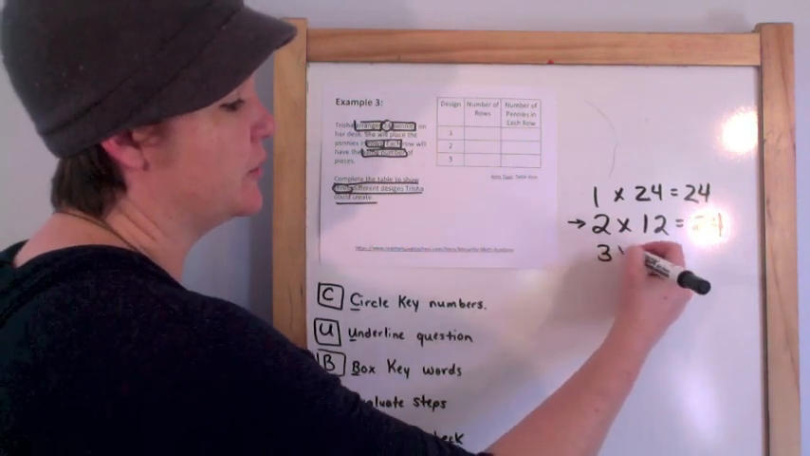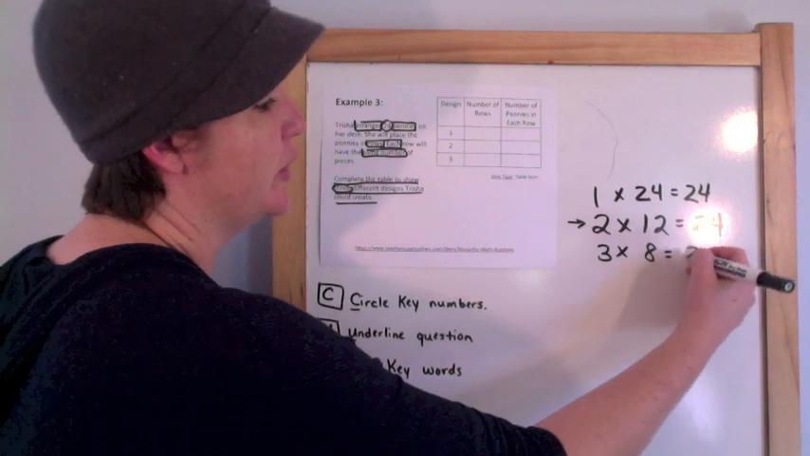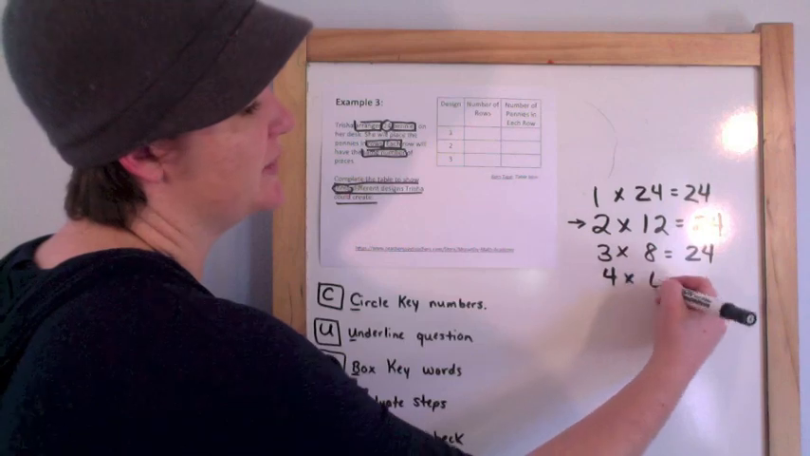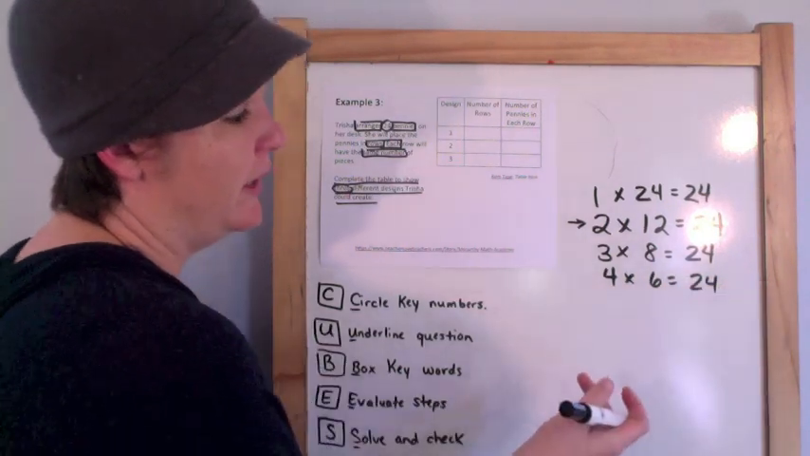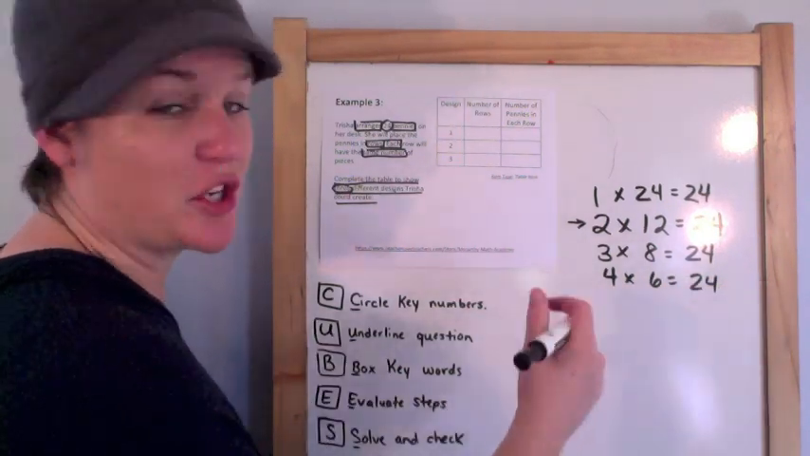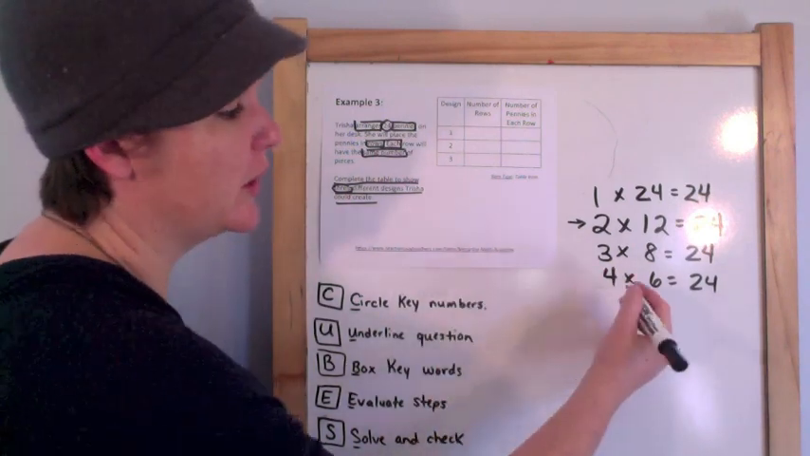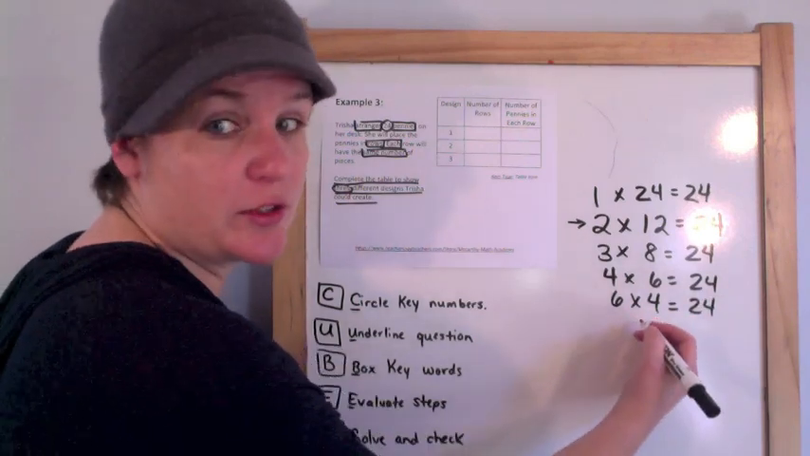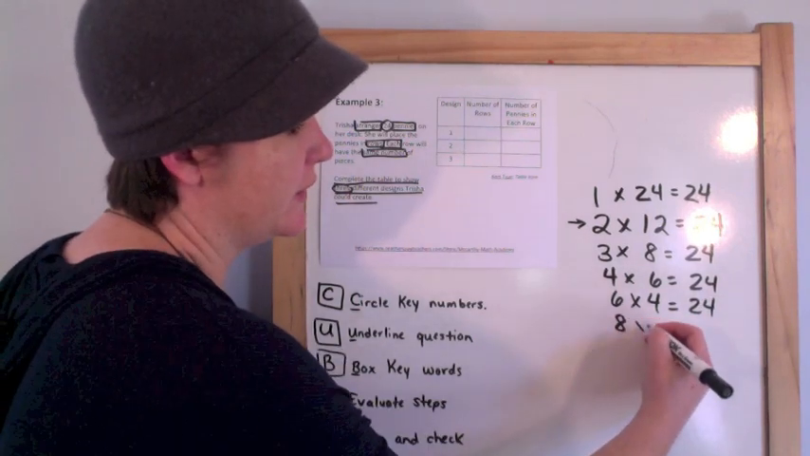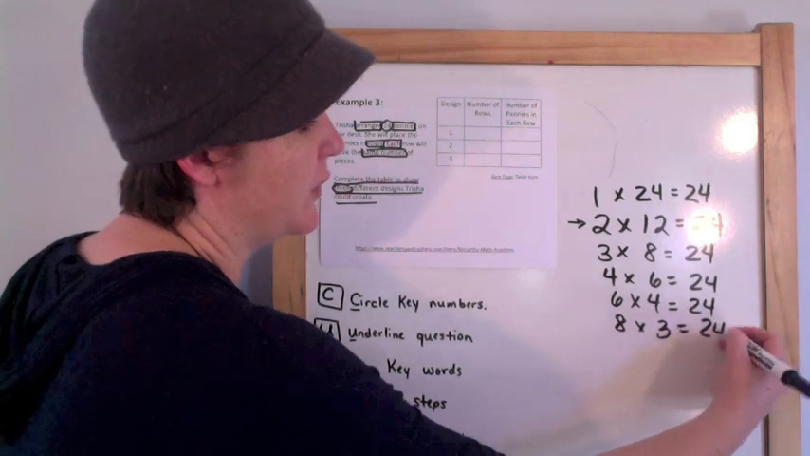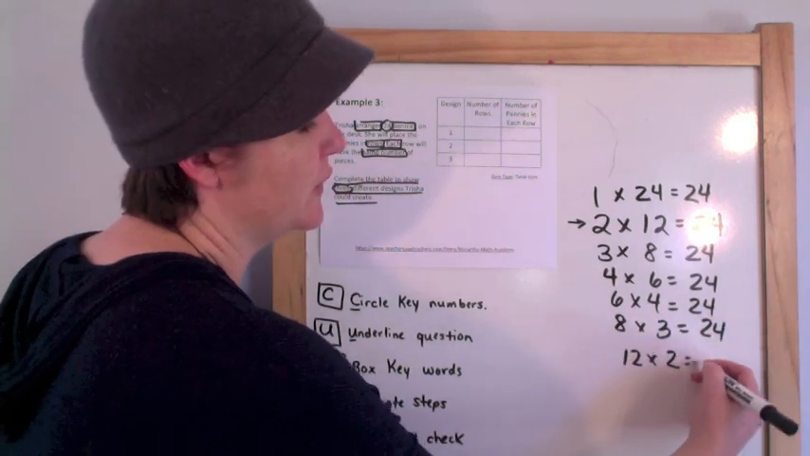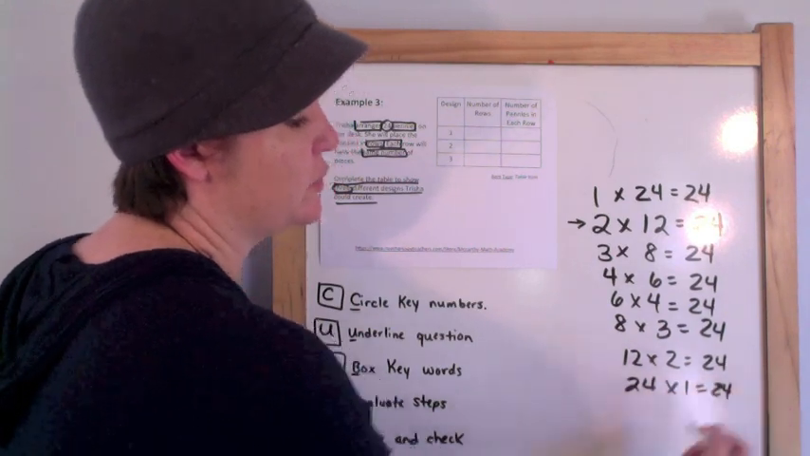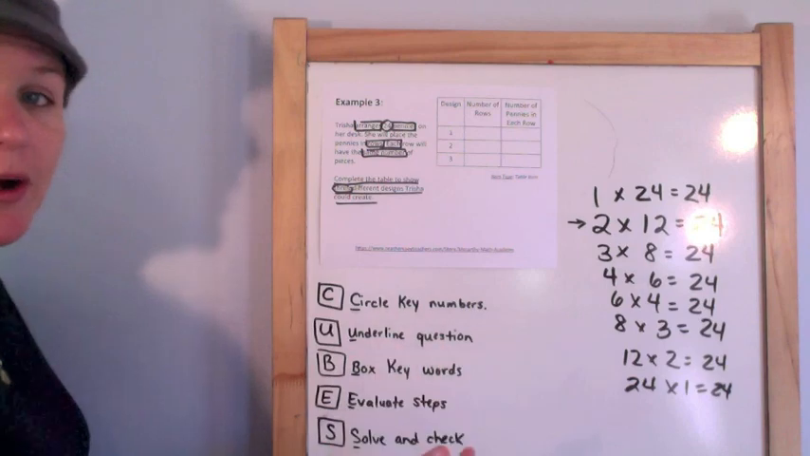3, could do 3 times 8 equals 24, so 3 rows with 8 in each row. I could do 4 times 6 equals 24. And then I could start doing the commutative, changing the order properties of each. So 6 times 4 equals 24. I could do 8 times 3 equals 24. 12 times 2 equals 24, or 24 rows with 1 in each row. So those are my possible answers.